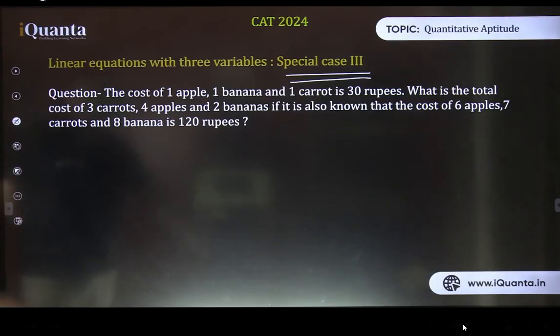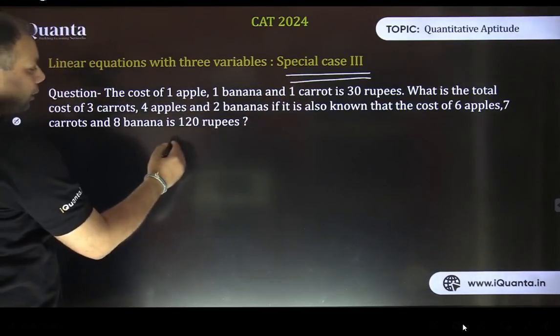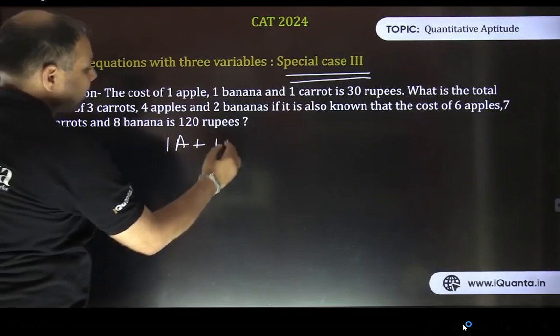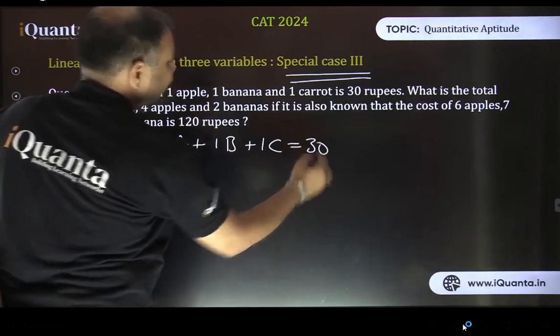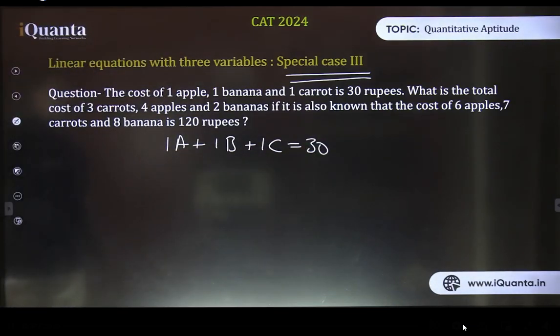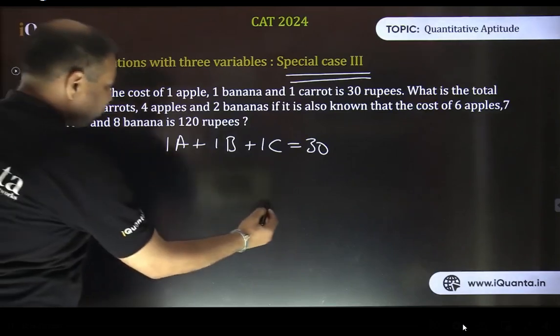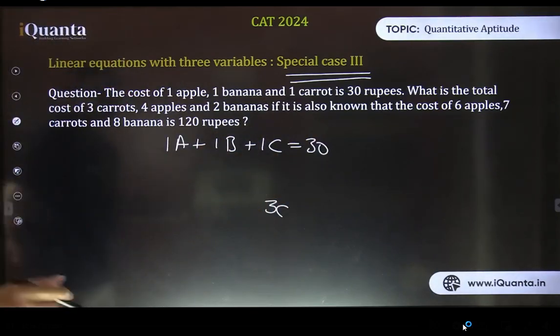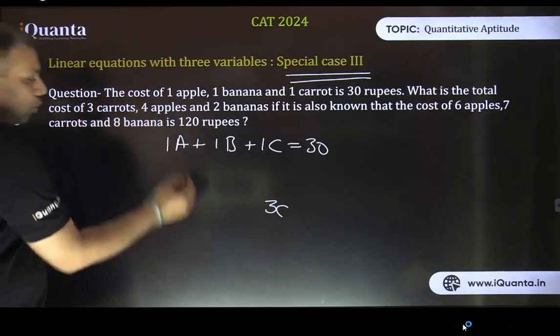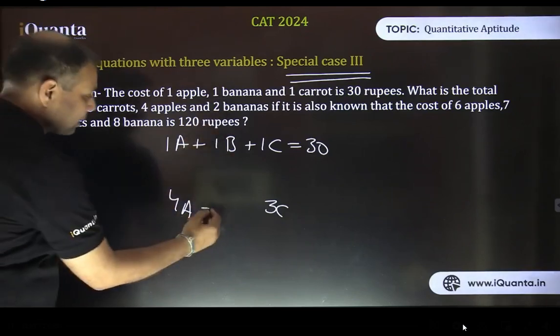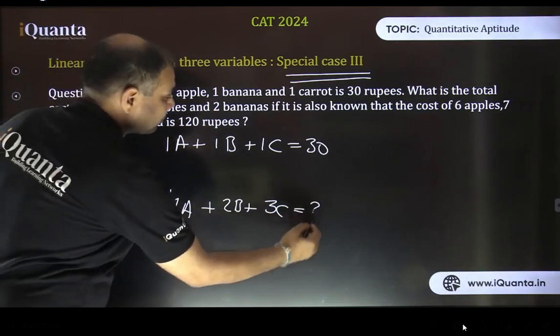Okay, let me write the equations. The cost of 1 apple, 1 banana, 1 carrot is 30. So that means 1A plus 1B plus 1C is 30. Fine. And our question is, what is the total cost of 3 carrots? Again, the order is shuffled, so we need to be careful about that. The question is the cost of 3 carrots, 4 apples, that is 4A, and 2 bananas. So this is what we want to find out, right?